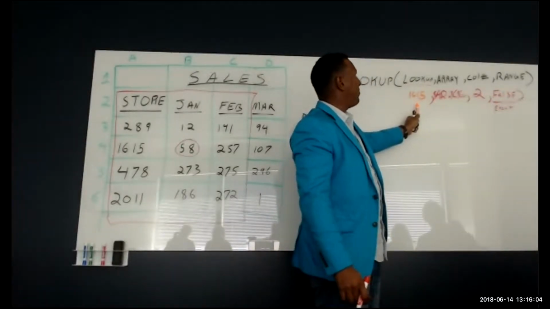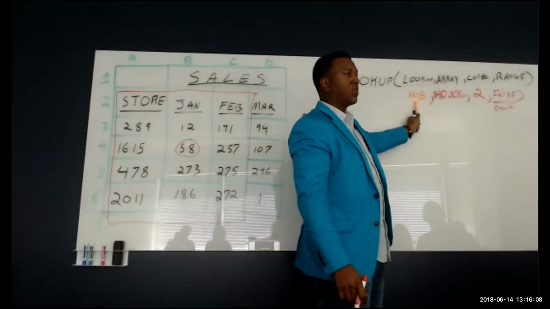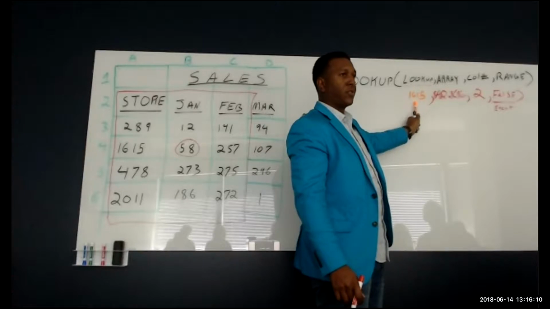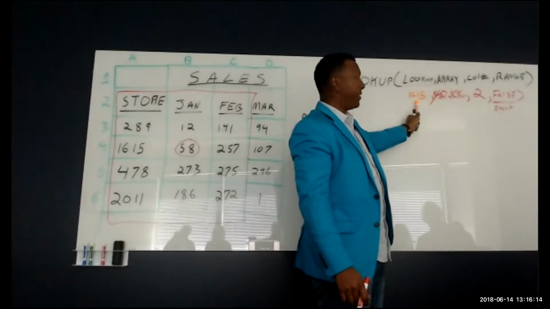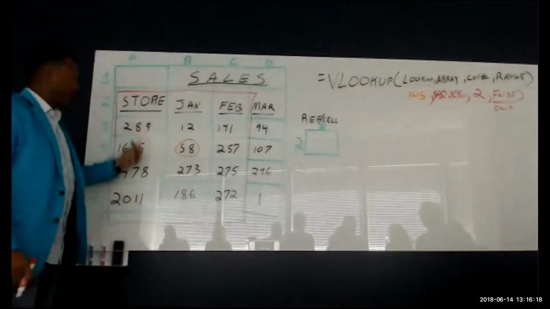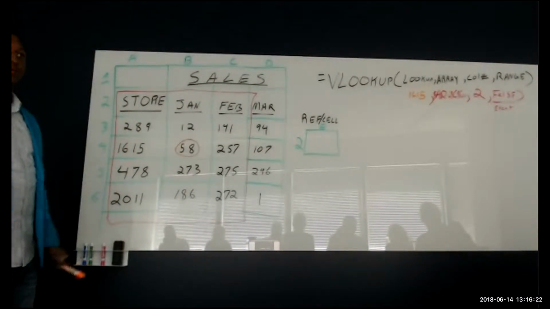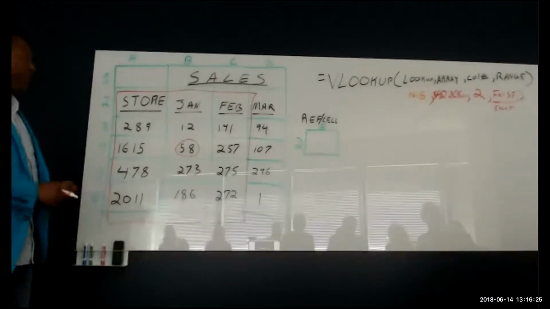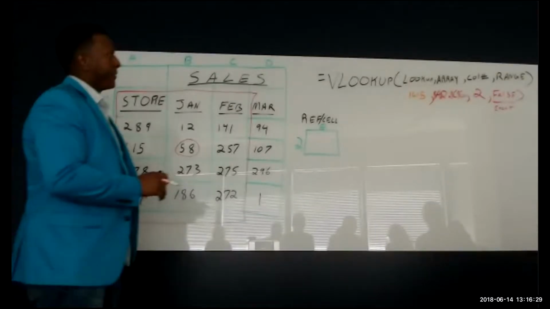Now what's going to happen here is, if it cannot find 615, it's going to return NA. It's going to return an error. That tells you that this value, 615, is not in the far left column of your array that it asked for. Okay? So let's walk through this example one more time.